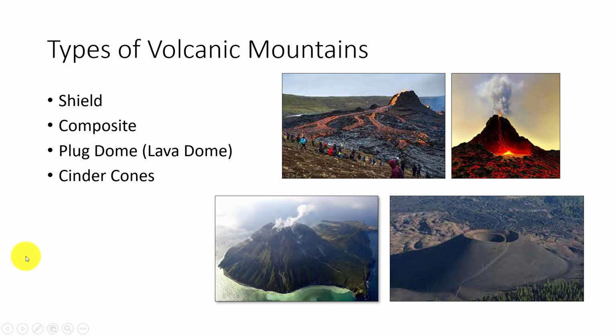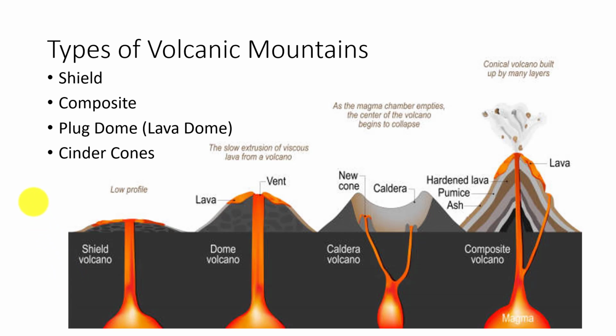Okay, there are 4 basic types of volcanic mountains that are described in your lab manual. Please be aware that there can be different categorizations depending upon what reference you're using. But for our lab, we're going to consider shield, composite, plug dome, which is also known as lava dome, and cinder cones. And here are some representative pictures of a shield volcano, a composite, a plug dome or lava dome, or a cinder cone. So let's take a look at cross sections of each of these types of volcanoes, and we'll start off with a comparison side to side, and then we'll get into some more detailed examples.